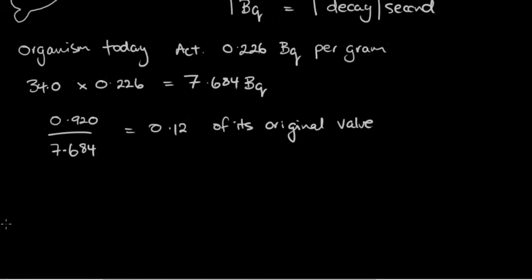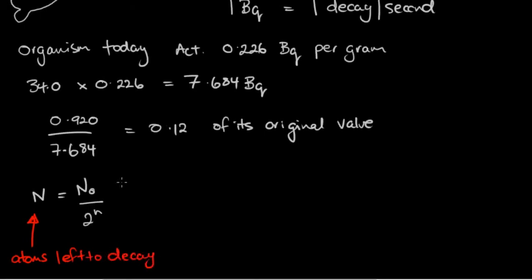Now we know this equation: N is equal to N0 over 2 to the power of n, where N is how many atoms are left to decay, N0 is of course the original number of atoms, and this little n is the number of half-lives.